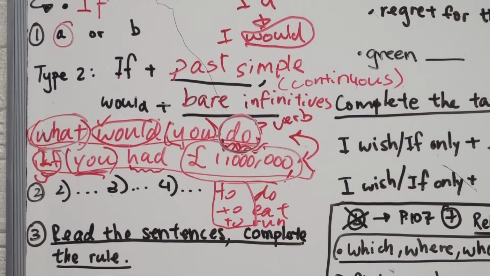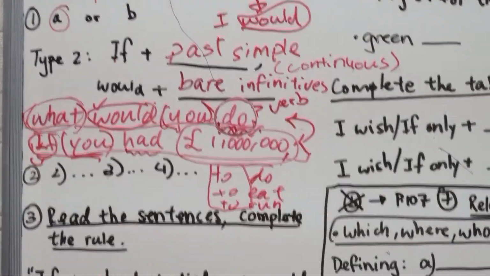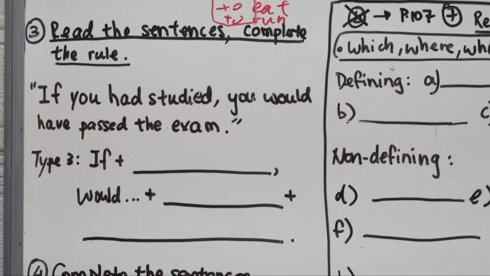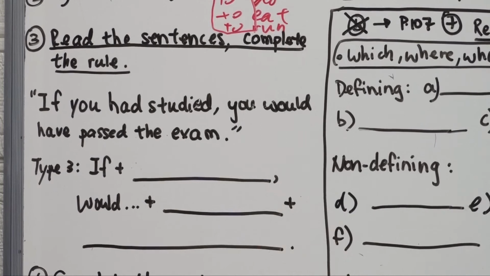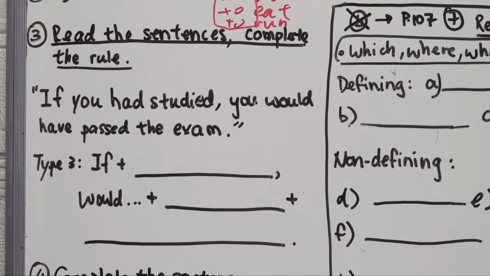All right, so if you have 2 verbs, the first verb is bare, no change. Second verb is to infinitive, all right? Easy? Yes or no? Yes, very simple, right? Now let's move on to part 3. Let's read the sentences and then complete the rule, okay? Actually, just one sentence, really. Just one sentence, but 2 clauses, okay? So let's read it together.